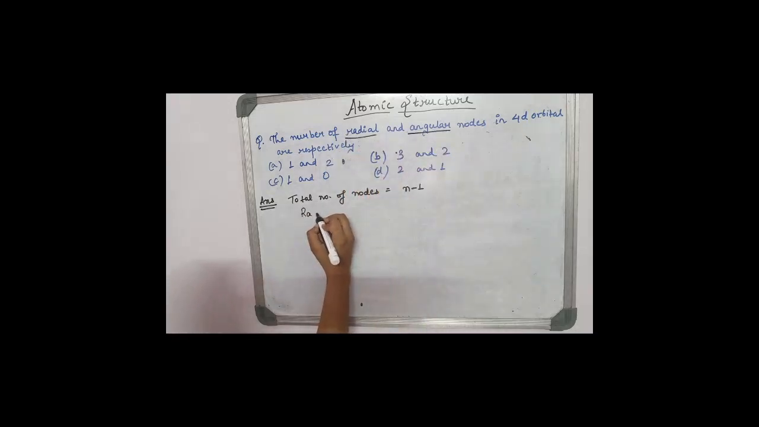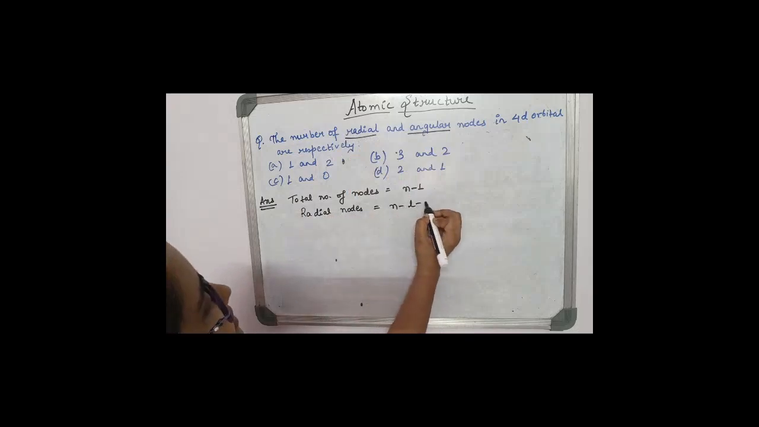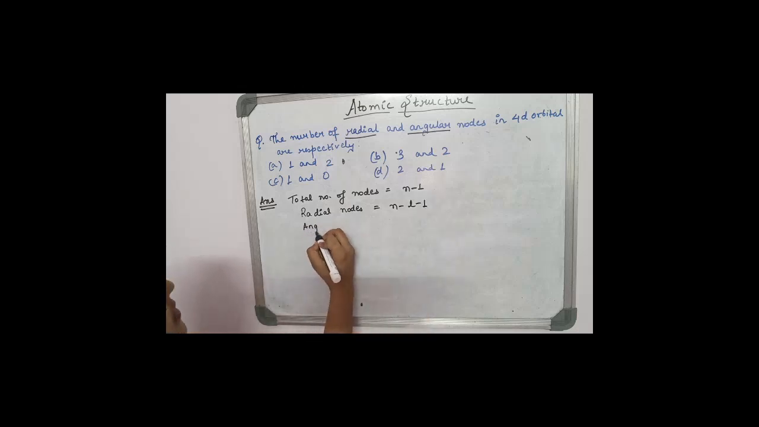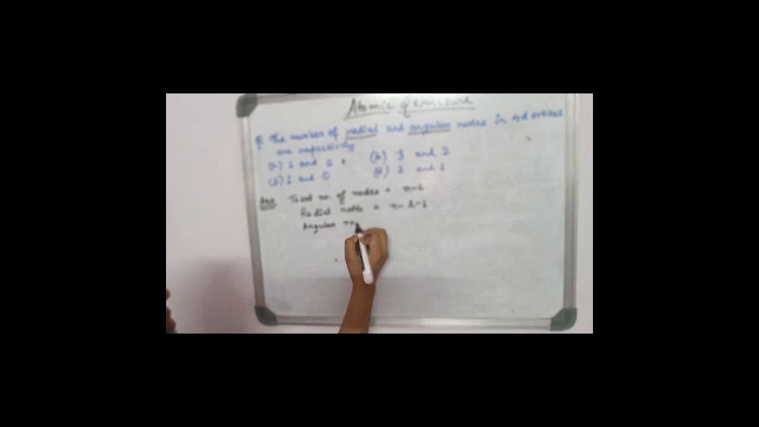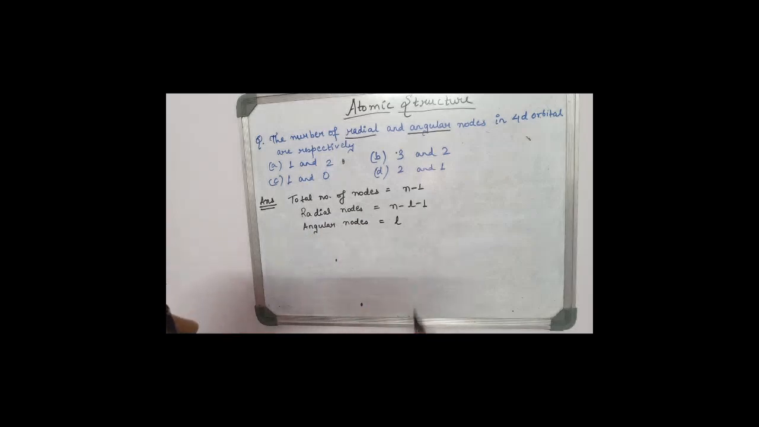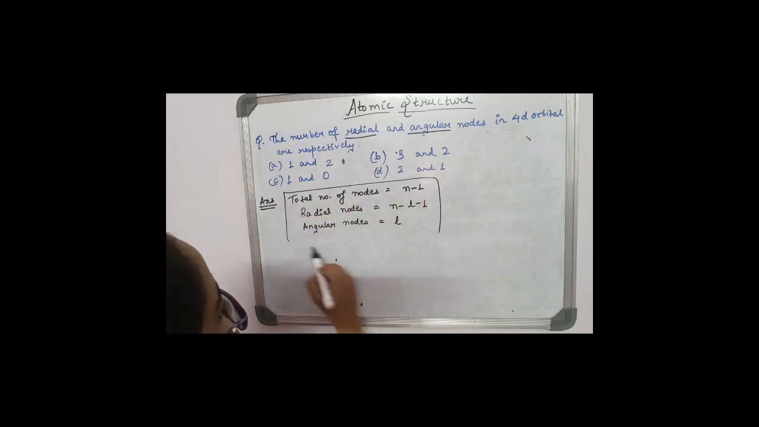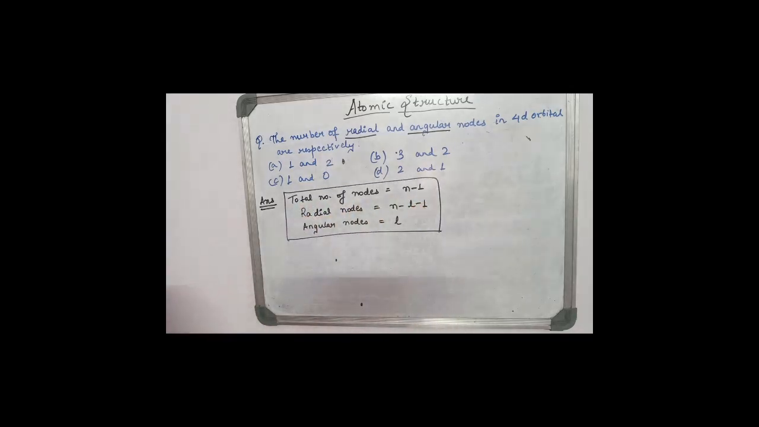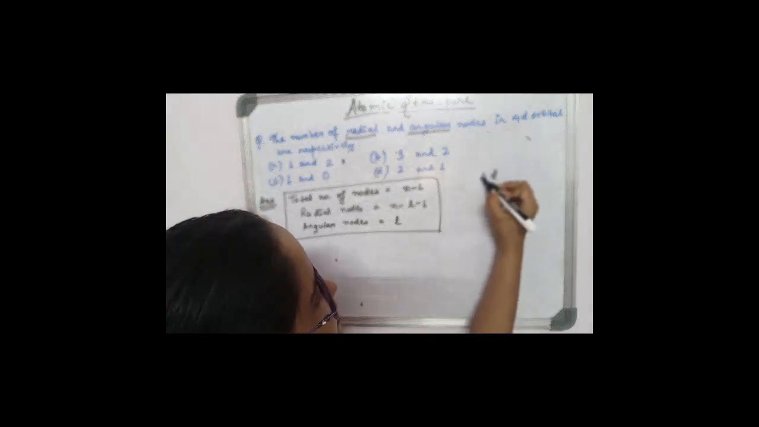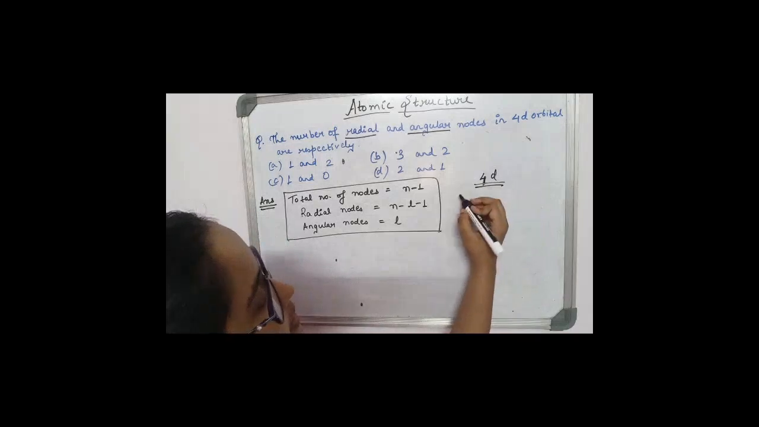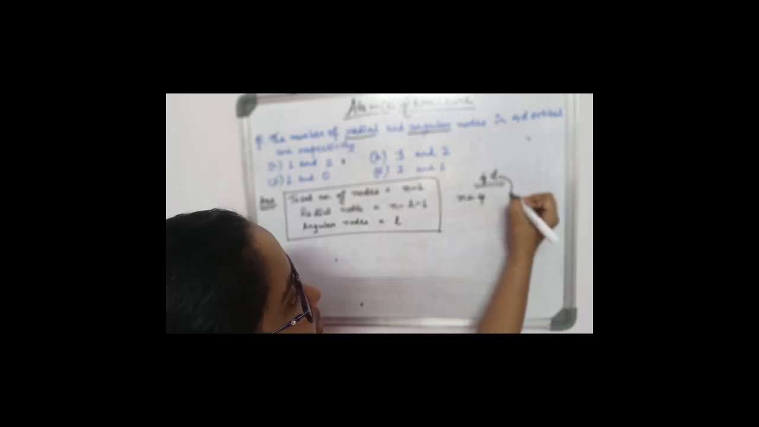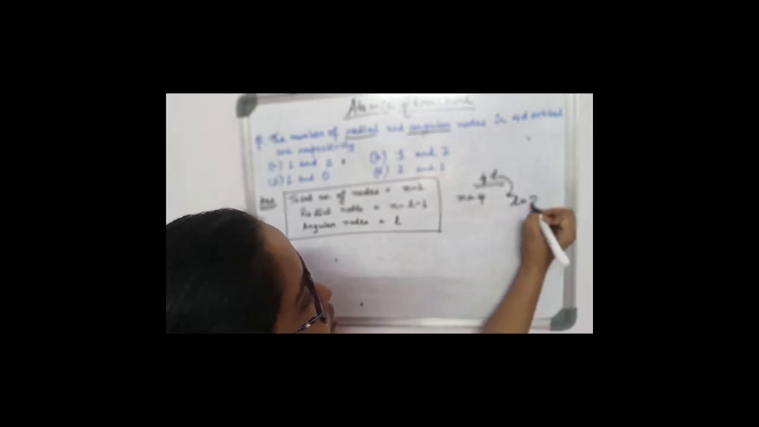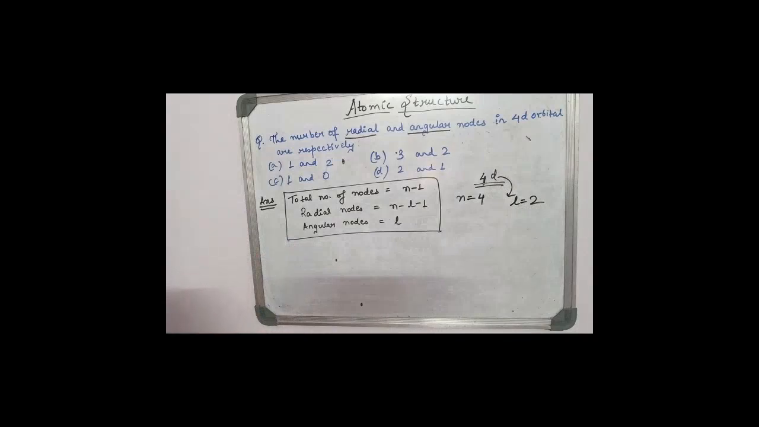So for radial nodes, the formula is n minus l minus 1, and for angular nodes, it is very simple. It is l. So this is very easy to remember because these are very short formulas which one must remember for solving simple questions on atomic structure. So for 4D, what happens? In case of 4D, n is equal to 4, and for D, l is equal to 2.